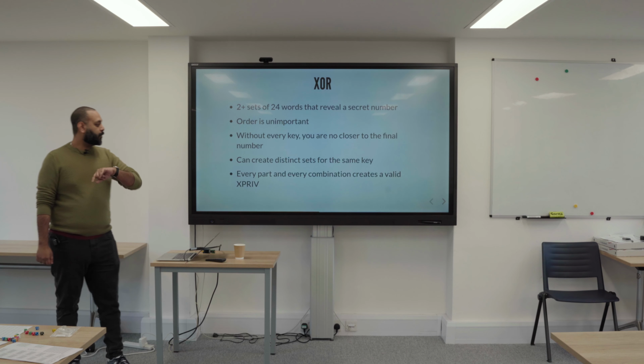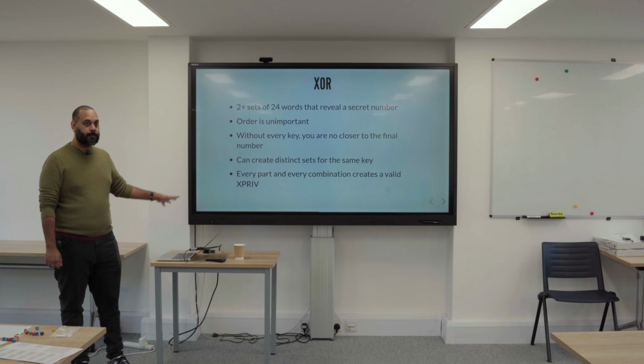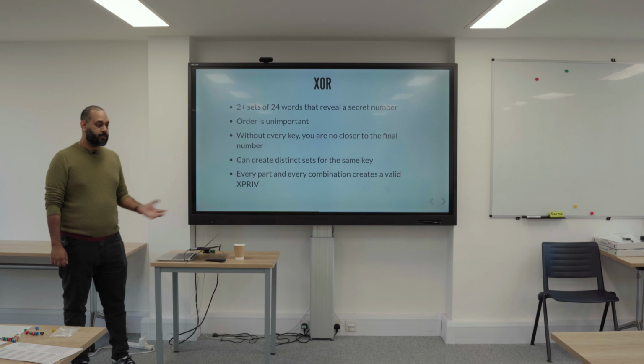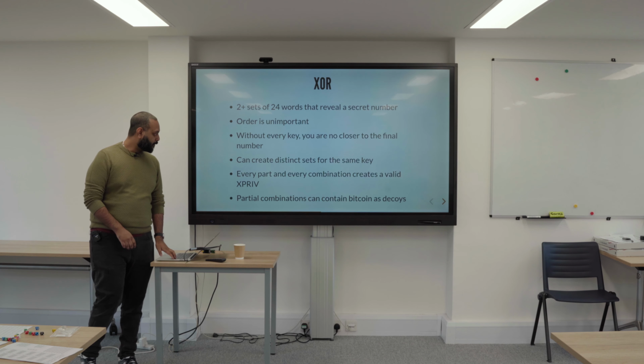And every part and every combination actually creates a valid private key. This is really interesting as well, because if I have 3 parts, maybe you find 2 of them and you go, right, got it, put them together, and there's nothing there. You don't know whether it's 3, 2, 4. Also, I could put a little bit of Bitcoin in one of the combinations and you go, right, I found it, and you'll stop looking, whereas the full amount of my Bitcoin is somewhere else. So you can think creatively with these sorts of tools. And finally, partial combinations can contain Bitcoin as decoys to stop somebody from looking further.